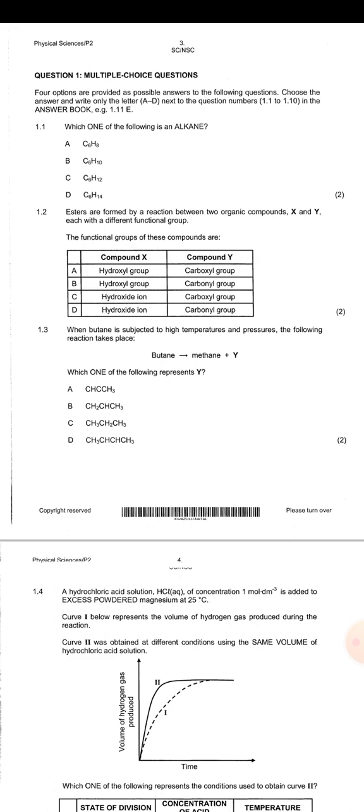So if you draw your butane, you draw your methane, and additionally you can determine how many hydrogens Y has to have. So butane, if you draw it, you'll realize that butane has how many? 10 hydrogens. Methane only has 4, so it means that 10 minus 4, that is 6. So it means Y has to have how many hydrogens? It needs to have 6 hydrogens.